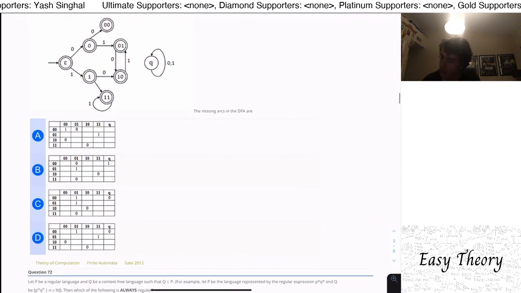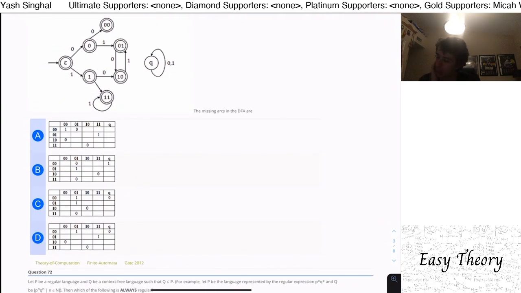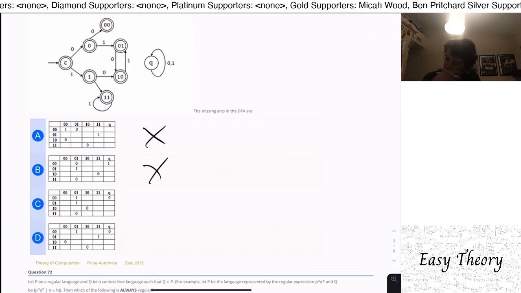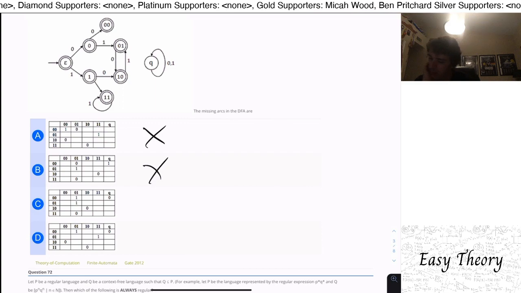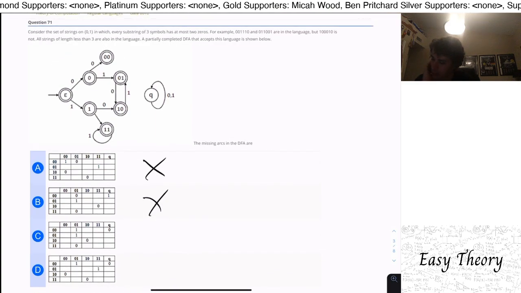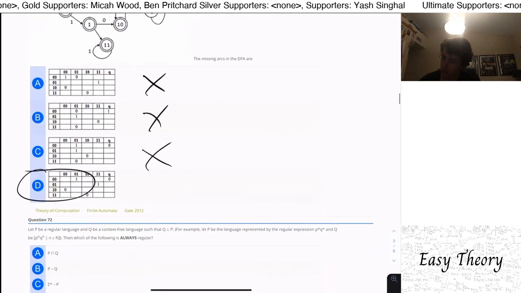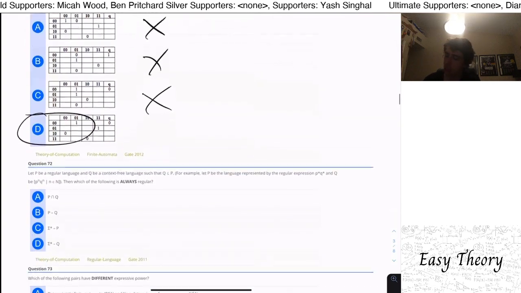Okay, so if it sees a 0 from 0, 0, then that means it's seen 3 zeros in a row, which means we should not accept, which means we should go to Q. So these two are not the answers. The 0, 0 stays the same between the two. What about 0, 1? So 0, 1 on 1, we should go to 1, 1. So in fact, this is not the answer, that's the answer. So it's just recording what the last two characters are.